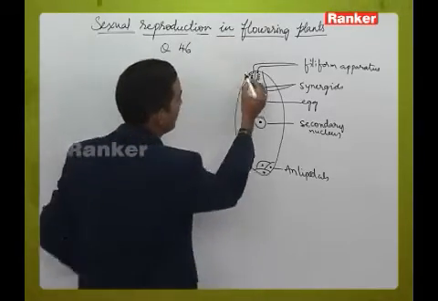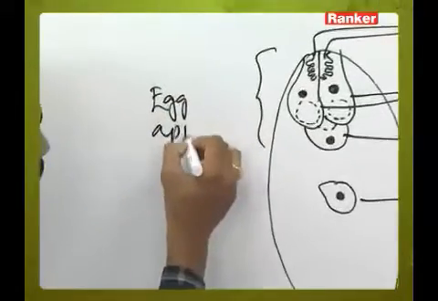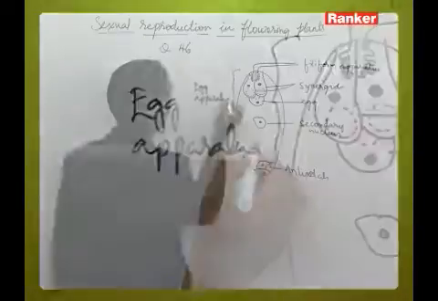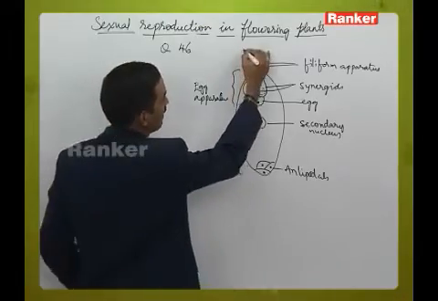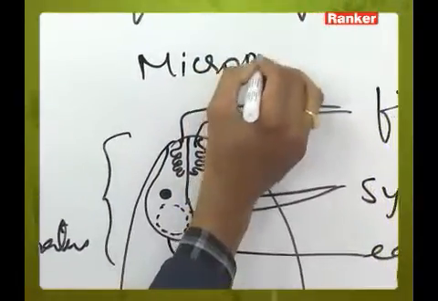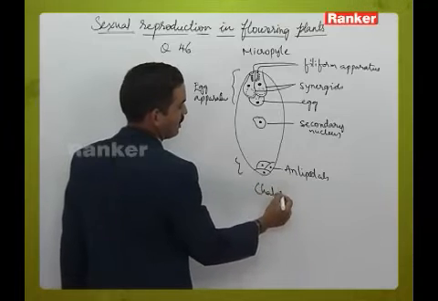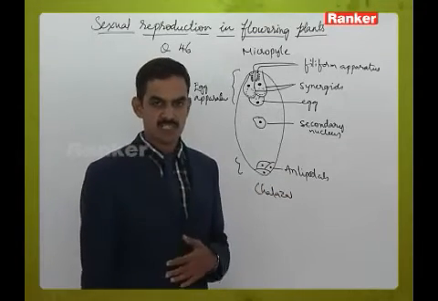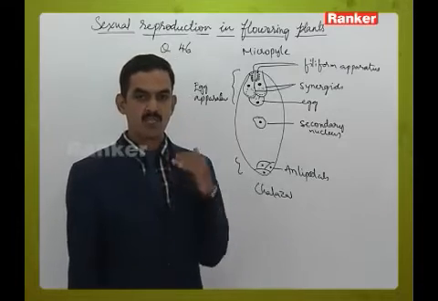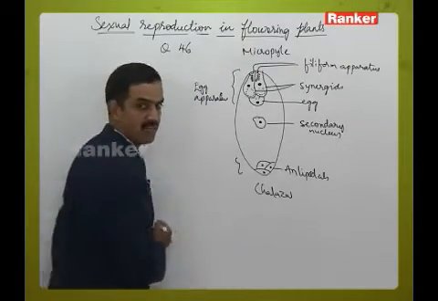Here the 3 cells, this part is called the egg apparatus, and these 3 are commonly called antipodals. Okay, here this is the micropylar end or anterior end. This is the chalazal end or posterior end. So let's see the arrangement of the cells from micropylar to the chalazal end. The uppermost one will be the filiform apparatus.